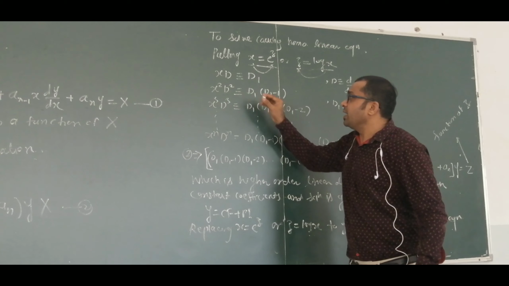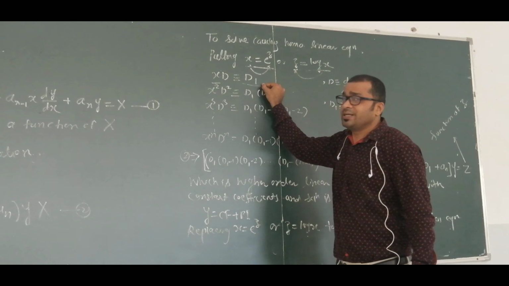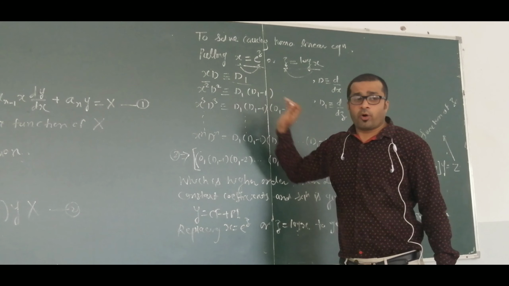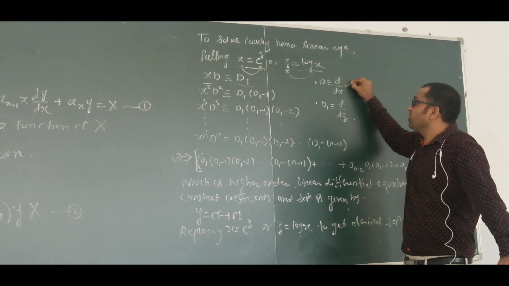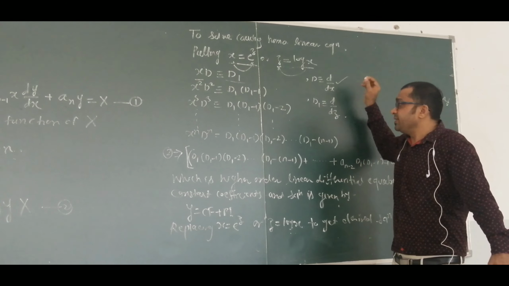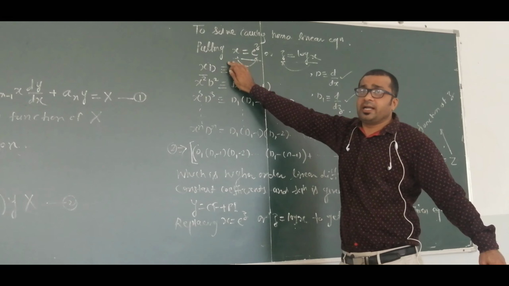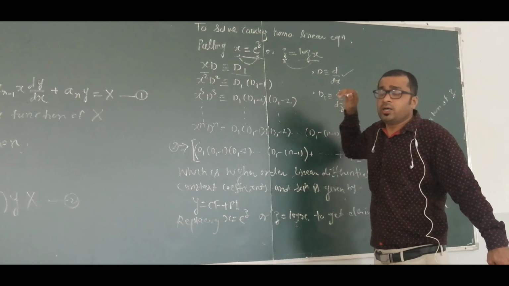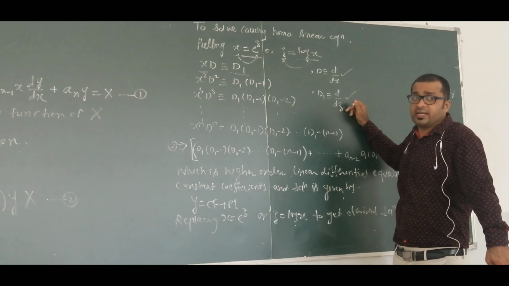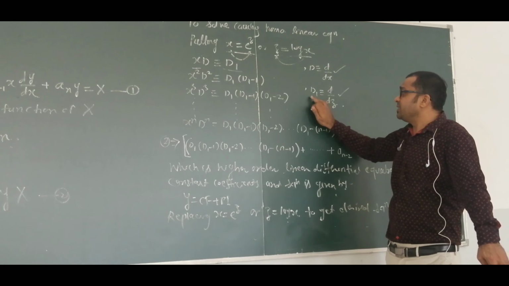Now after that I substitute xD equals D1. Now what does D stand for? D stands for the derivative with respect to x. D1 stands for the derivative with respect to z. We have changed the independent variable, so we are taking the new independent variable, that is z. That is D1, the differential coefficient d/dz.